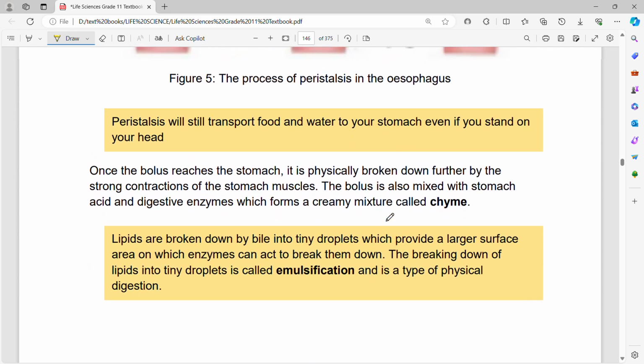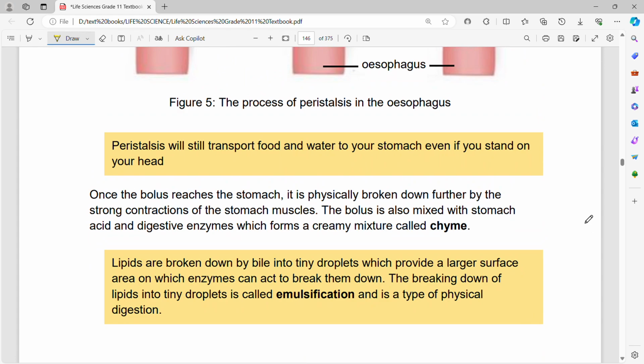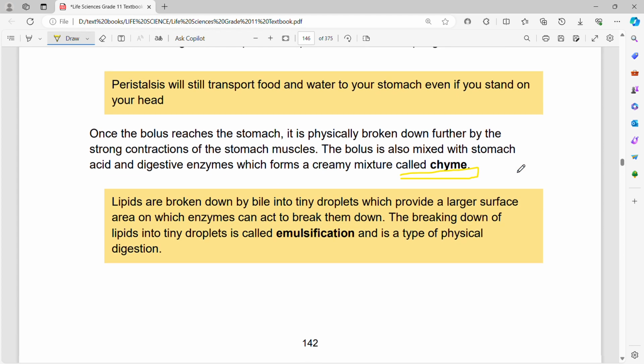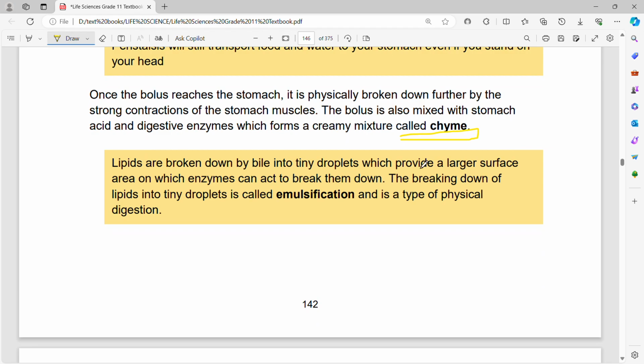Now, peristalsis will still transport food and water to your stomach even if you stand on your head. This is a fact. Once the bolus reaches the stomach, it is physically broken down further by the strong contraction of the stomach muscles. The bolus is also mixed with stomach acid and digestive enzymes which form a creamy mixture called chyme. We have discussed this earlier too. Then lipids are broken down by the bile into tiny droplets which provide a large surface area on which enzymes can act to break them down.